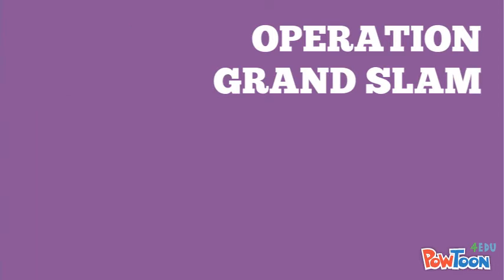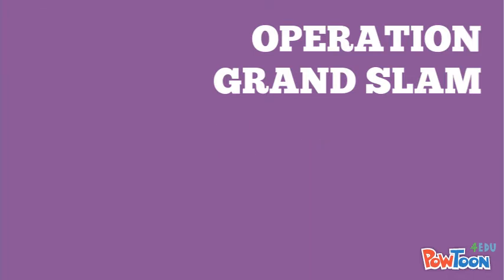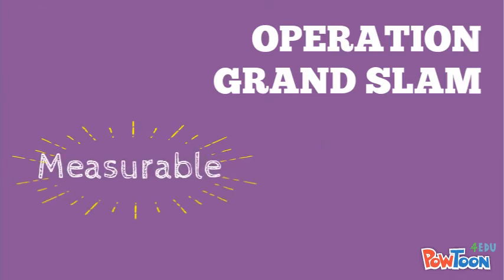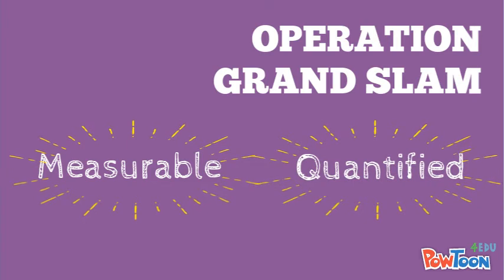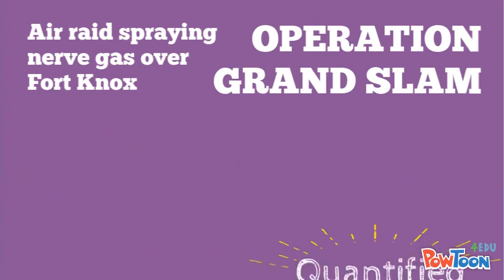Before we move on, let's critically review those deliverables and see if they could be improved. There are 2 key items I'd always suggest: that a deliverable is made measurable somehow and that it should be quantified as much as possible. So what about the first deliverable, air raid spraying nerve gas? Do you think that is measurable and quantified?